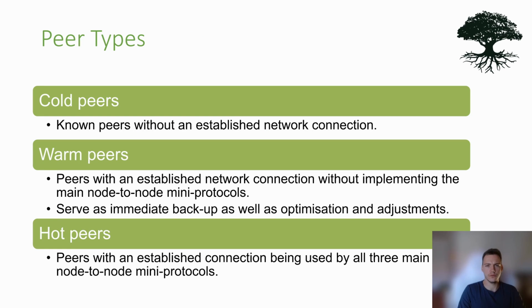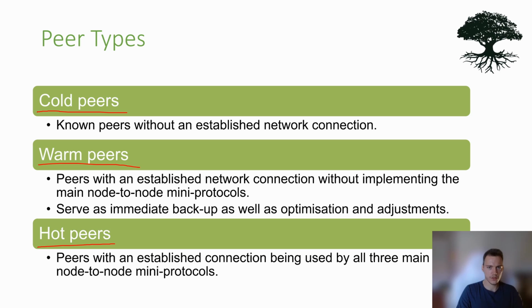Now we'll start looking at peer types. So we already saw on the previous diagram some mentions of warm and cold. These relate to peer types. There are three types of peers: cold peers, warm peers, and hot peers. Cold peers are simply known peers, so our node knows that this other node exists, but it's not connecting to it, it just knows it's out there.